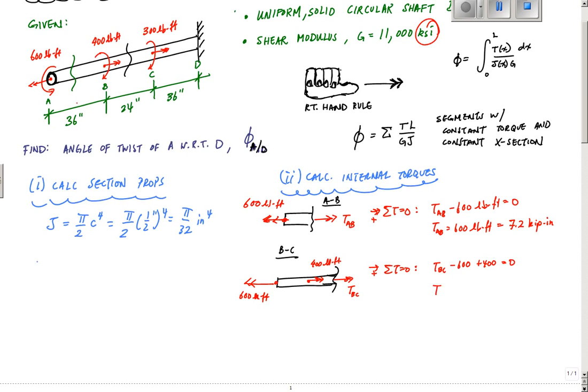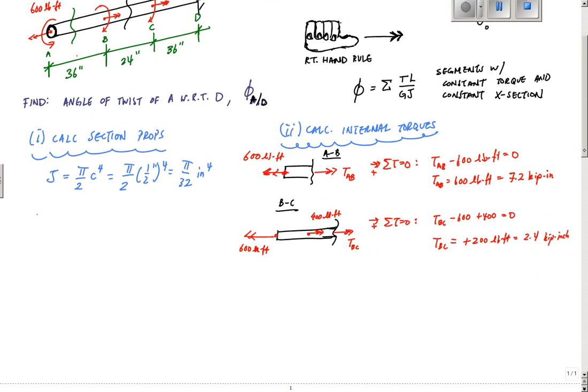So TBC minus 600 plus 400 equals 0. And that tells me that TBC equals plus 200 pound-feet, which is, let's see, 0.2 times 12, 2.4 kip inch. And the positive just indicates that, again, this torque is facing away, and it's in that direction. This direction is correct, just like with forces here.